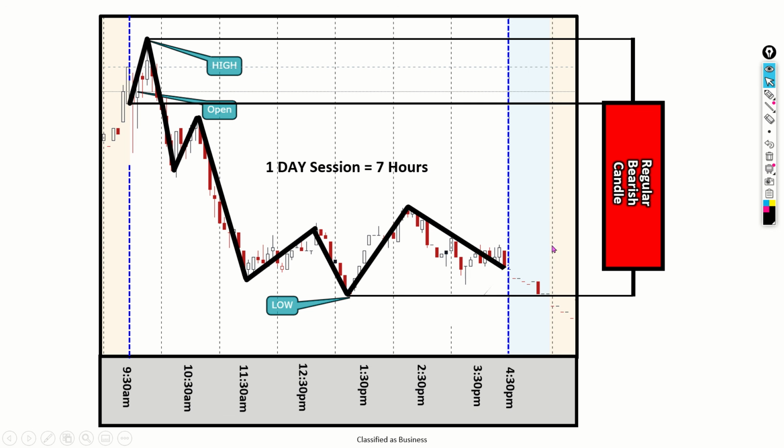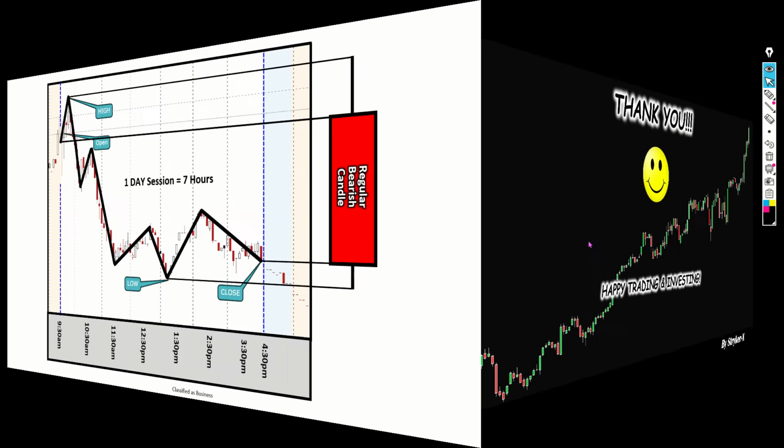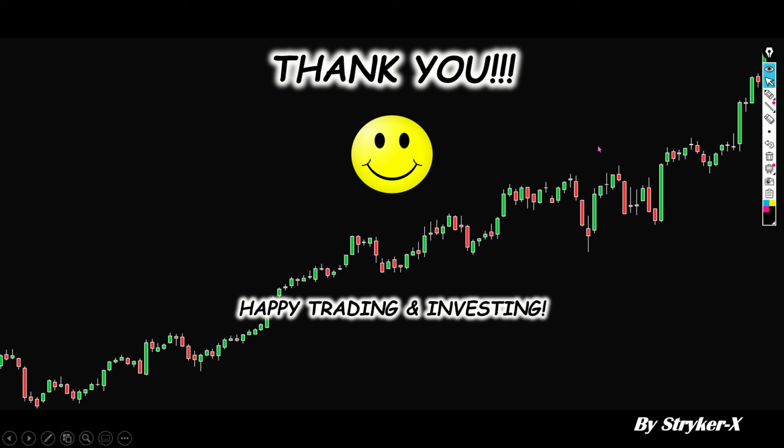If you look at this candle right here, we don't always get balanced shadows and wicks. In this case, you have a longer upper wick and a shorter lower wick. That's one example. This is the closing price, and I hope you enjoyed this video, and thank you for watching.